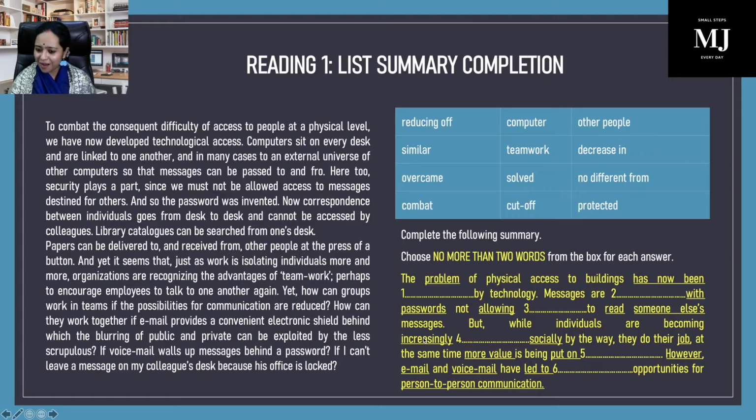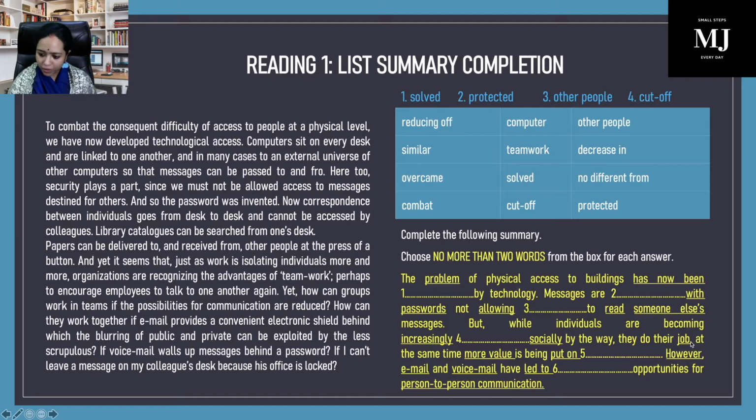Alright, so we have four answers right away. We have problem has been solved, messages are protected with passwords, not allowing other people to read, and while individuals are becoming increasingly cut off socially. Now we have to move on and check the fifth and the sixth one for the correct answers. So what I'm suggesting is to keep marking your keywords as you read through the question. Also, try to have an open head for the synonyms and the paraphrased information, just as I did for all these four answers, guys.